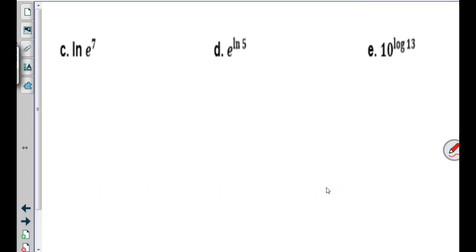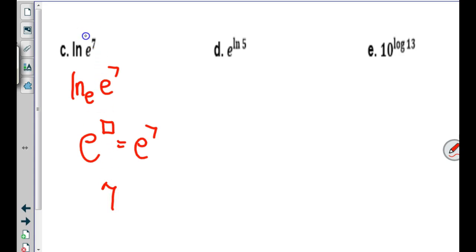All right, what about C? This is ln, which is base e, of e to the 7th. So if I rewrite that, e to what power equals it? So it's just 7. The other way you can do this one is, anytime there's an exponent up here, you can move it out front, and then the natural log of e is just 1. That's one you're going to want to memorize, okay?